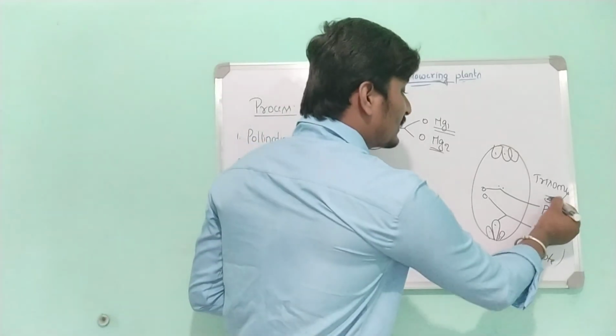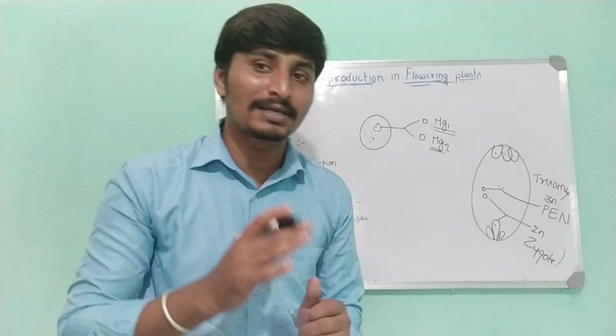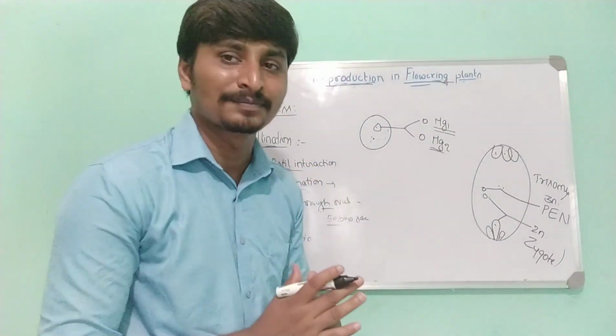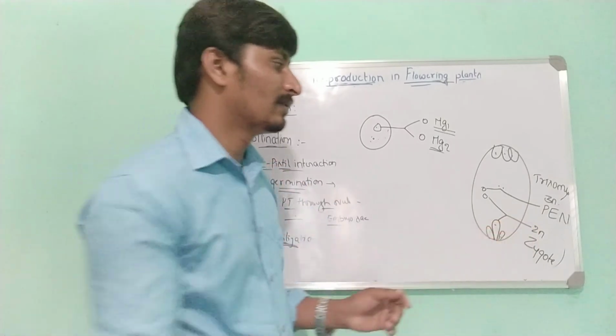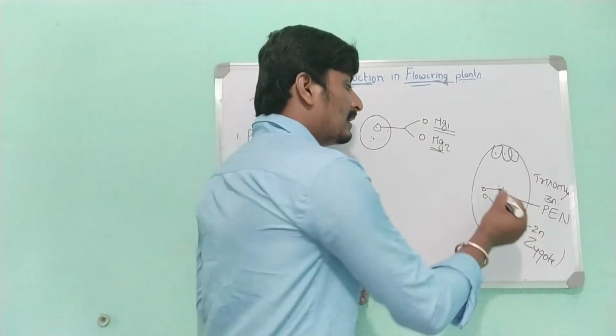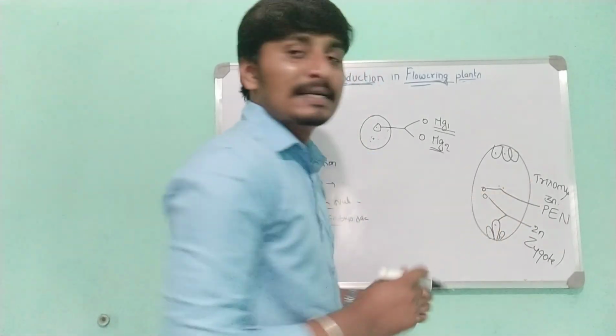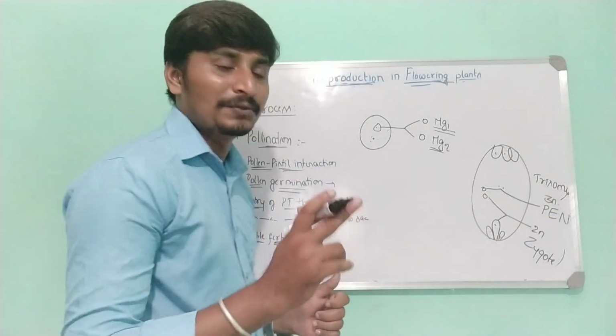Since two fertilizations are involved, it is known as double fertilization. So hence we understand why it is called double fertilization. One male gamete fuses with the egg to form the diploid zygote, whereas the other male gamete fuses with the secondary nucleus, forming the primary endosperm nucleus.